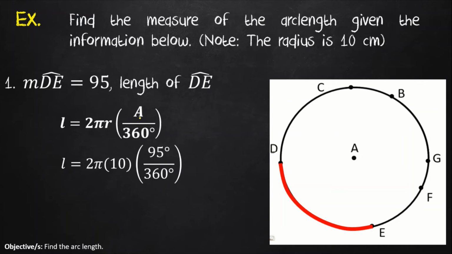Now, i-plug in natin yung given na 95 degrees, the degree measure ng arc DE, at yung radius natin na 10 centimeters. So, we have 2 times pi times 10 times 95 over 360. Now, pag kinalculate natin yung mga values na to, the arc length is 16.58 centimeters. Huwag kakalimutan, ang unit of measurement natin is centimeters in this example.